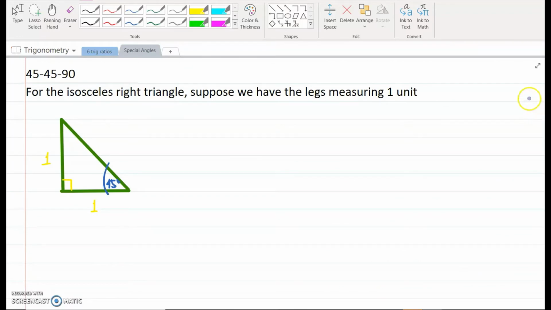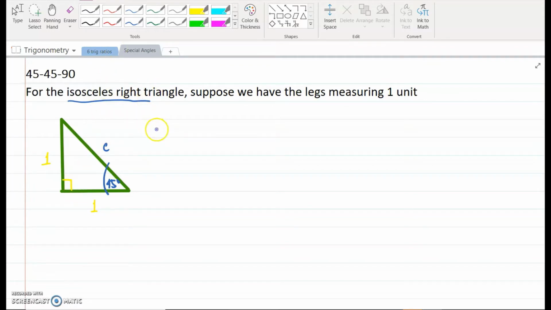Next, let's have the 45-45-90 triangle. So actually that is an isosceles right triangle. So let's say we have the length of each leg at 1 unit. So we're going to solve for our c, which is the hypotenuse.